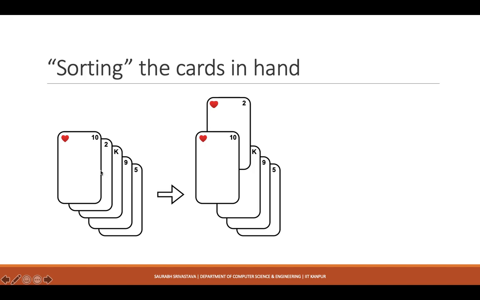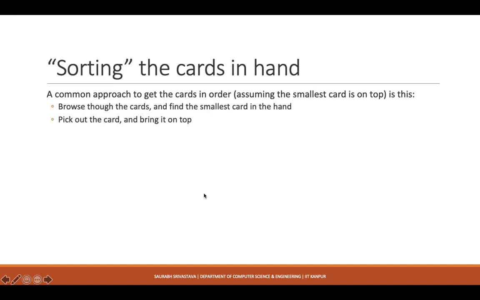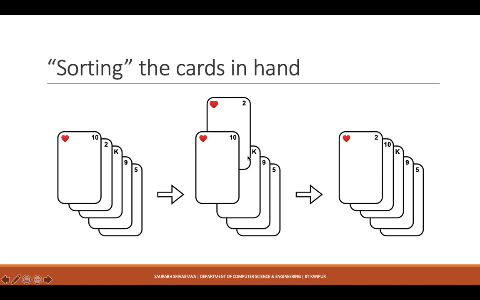Again, this is a very crude example, so I'm not really caring about the type of the card. Just assume that we just have cards of the same color. Okay, so they're all heart cards. Anyhow, this is the smallest card that I have in my hand. So I just pick it up, and I'll bring it out on the top, something like this. I picked it up from the middle, and now I have brought it on top.